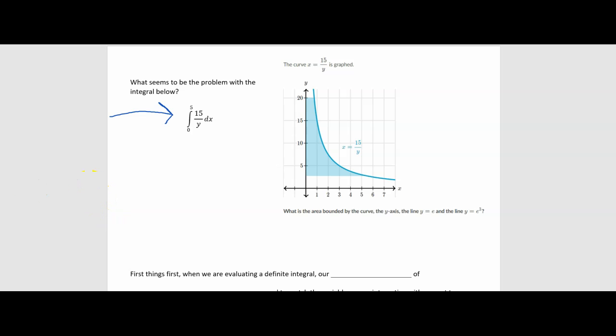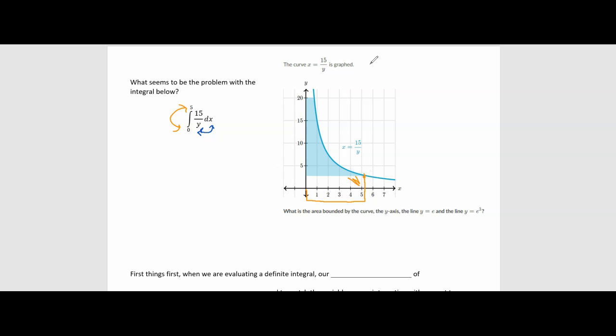Okay, so maybe right off the bat we notice that something's different here, right? It looks like we're supposed to be integrating with respect to x, but our function's in terms of y. We would like those to match. If we're going to integrate with respect to x, our function should be in terms of x. Maybe you also notice something about these limits of integration, 0 to 5. Well, it certainly looks like it starts at 0, but does this blue area quite go to 5? It looks like it's a little past 5.